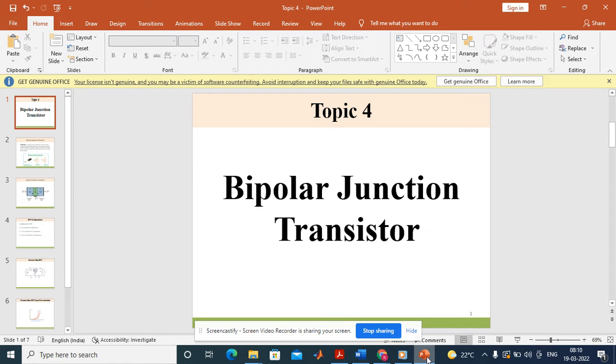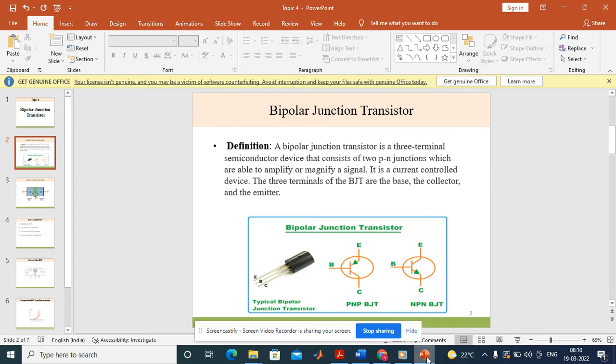Topic 4 is about the bipolar junction transistor. It's a very important active device in electronic devices. A bipolar junction transistor is also known as a BJT. A bipolar junction transistor is basically a three-terminal semiconductor device that consists of two PN junctions.